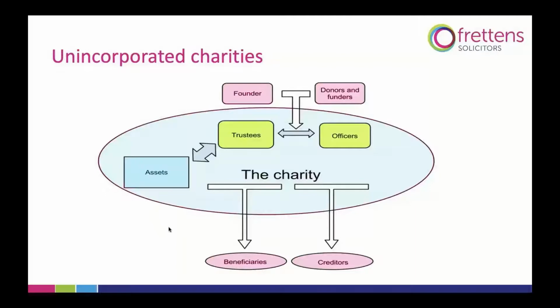So outside the charity, you will typically have the founder and donors and funders who will be making money available to the charity. That money will come into the charity through the control of the trustees and the officers. In an unincorporated charity, legal title to the assets will be vested in the trustees. They will be the registered owners of the land. The bank account will be under their control as the signatories.